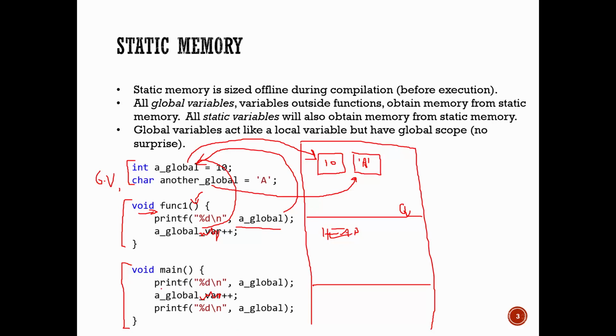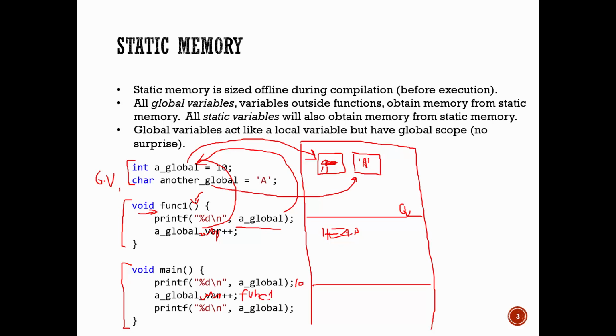Jumping into main, the first thing it has here is printf of the global. The first time it does that, it goes and looks at that global memory. Global memory stores a 10, so a 10 will be printed out here. Now main is going to do a global plus plus. That would change this, right? So the memory here would go to 11. That'd be fine.